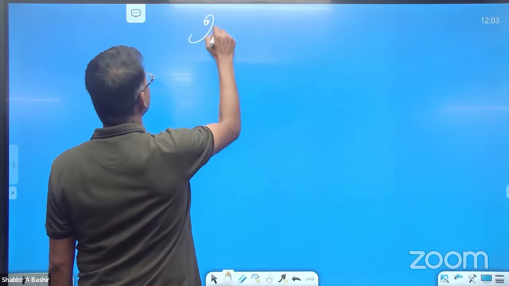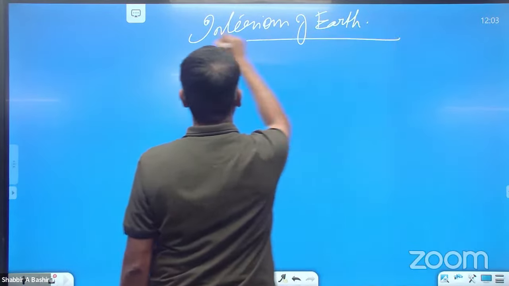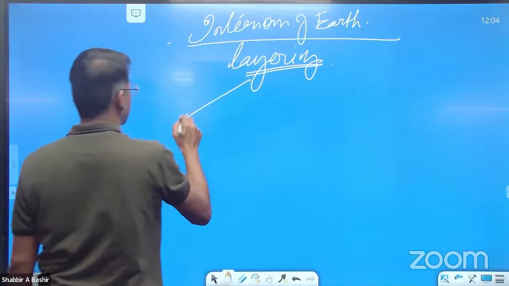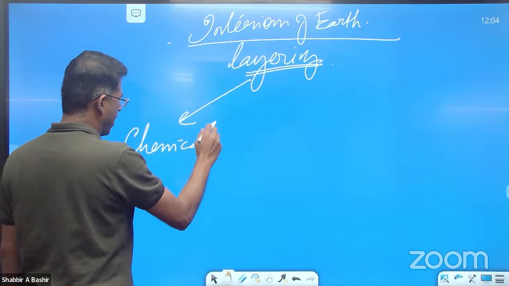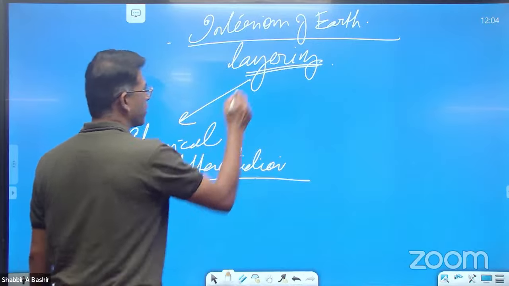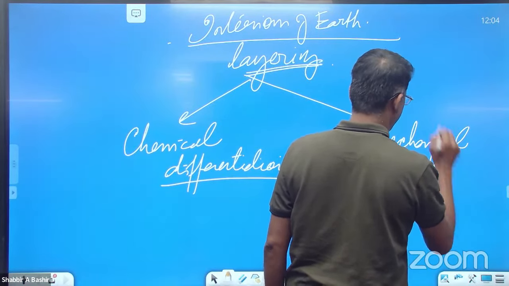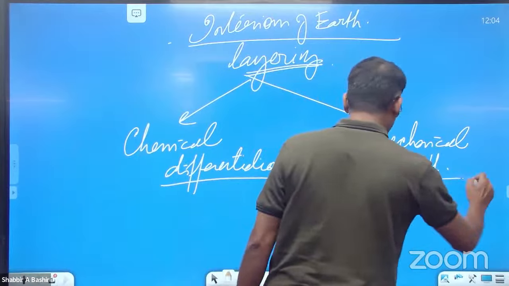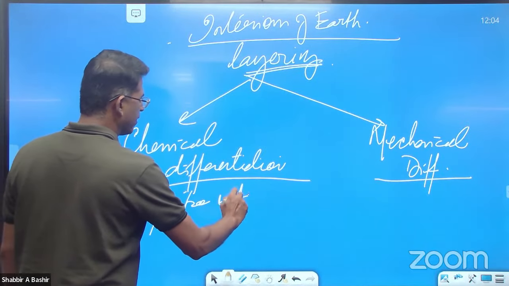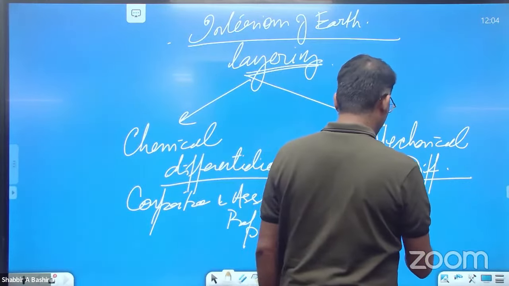So, interiors of Earth. We're discussing the layerings. We have the chemical differentiation, and we have the mechanical differentiation. The chemical differentiation is based on the composition and the associated properties, and this is based on rigidity.